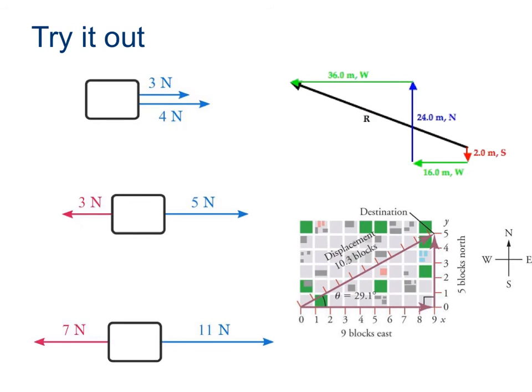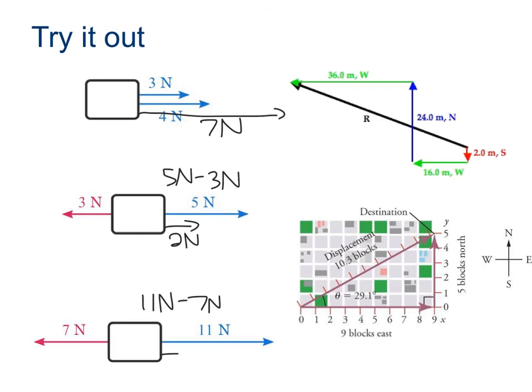Got a couple more examples on this page, and you can go ahead and pause and try this out for yourself. But we'll see with this first box here, I have 3 newtons to the right plus 7 newtons to the right. So that comes out to a total of 10 newtons to the right. In the second one down, I have 3 to the left and 5 to the right. So that's the same as pushing with 2 newtons to the right: 5 newtons minus 3 newtons, right? In the third one, I have 7 newtons to the left and 11 newtons to the right. So that's the same as doing 11 newtons minus 7, and I end up with 4 newtons to the right.